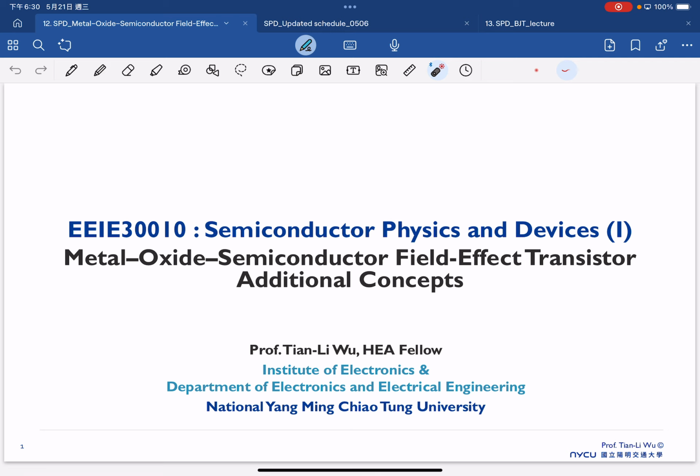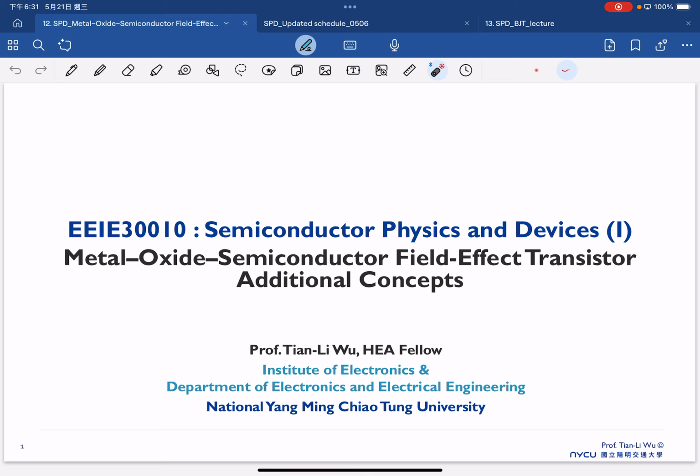Okay, good evening, everyone. So last time we have already finished the basics of our metal oxide semiconductor field effect transistor, including the typical device operation, how the current will be inverted and then how the current will flow, and also we discussed the current equation and the typical characteristic for the ID-VD. But that is the basics.